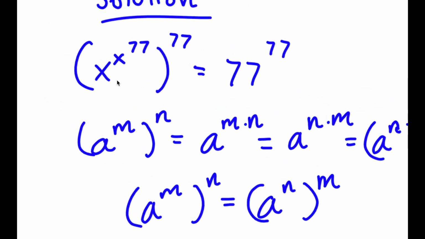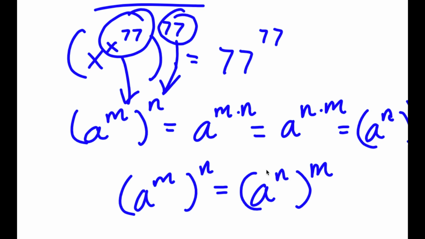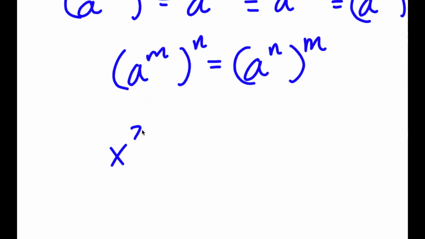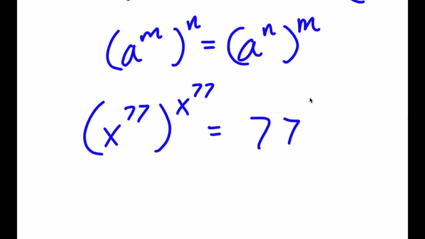So over here, we have x to the power of x to the power of 77 to the power of 77. And we can think of x to the power of 77 as m and 77 as n. So now, remember this is the same thing as I can switch these two places. So now I have x to the power of 77 to the power of x to the power of 77 is equal to 77 to the power of 77.